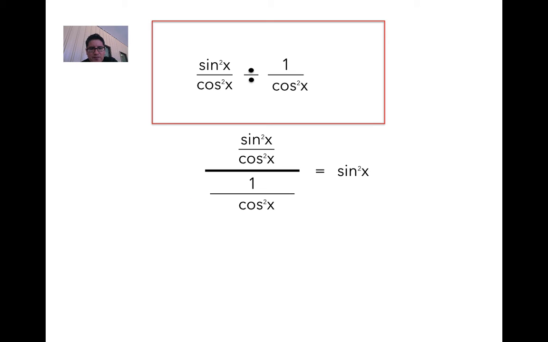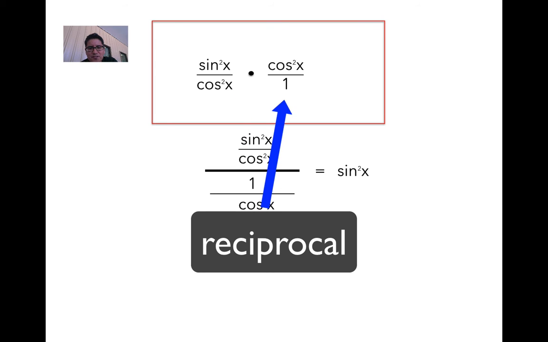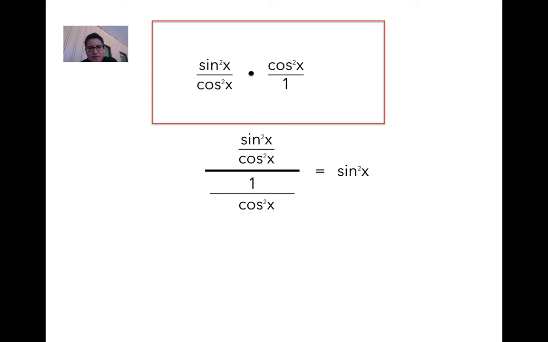So it's sine squared x over cosine squared x divided by 1 over cosine squared x. And if you know the rules of dividing fractions, I want to change that into a multiplication problem, which means I have to get the reciprocal of the right term. Now I can mix both of these together. Now that I have what I want, I'm going to replace it with the problem that I have at the bottom.